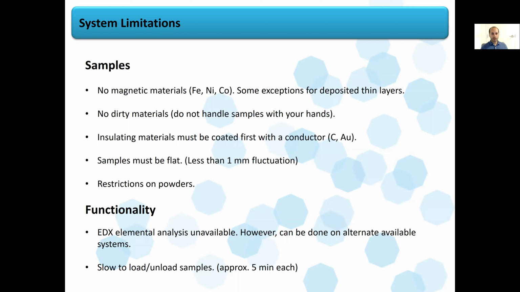So quickly, some of the limitations of the system. Those of you familiar with electron microscopy know these things already. No magnetic materials. We are dealing with very strong electromagnetic fields when the beams come down and hit your sample, and magnetic materials cause a lot of disturbance to the imaging. If you do have thin layers of some of these materials, we can work with that. Second, we are operating in vacuum, so we don't want you touching your samples with your hands. Also in general, while we do load a lot of insulating materials, typically we will first coat them with gold or carbon to make sure that the incoming beam charge can be grounded away.